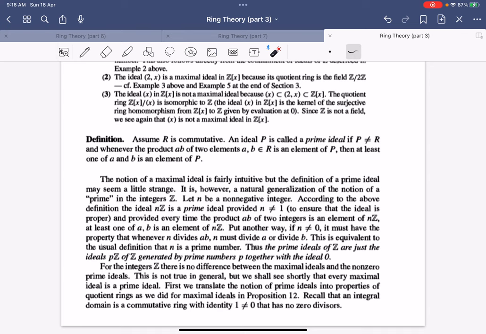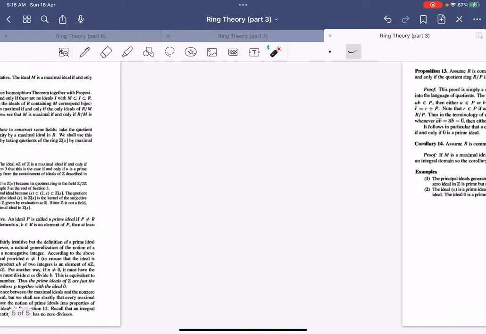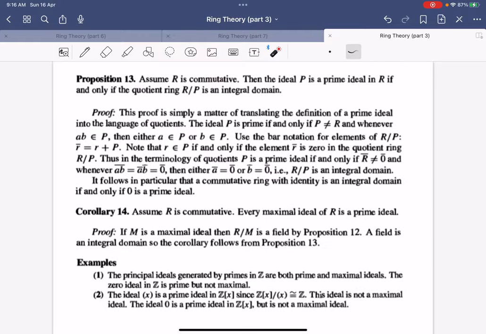And then we see that in the integers, maximal ideals and prime ideals are equivalent. But it's not true in general. And so we need to think of when a prime ideal is maximal. And first we need to prove that an ideal is prime if and only if the quotient is an integral domain.